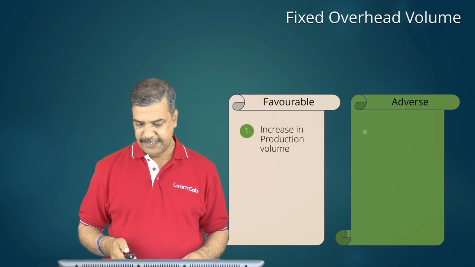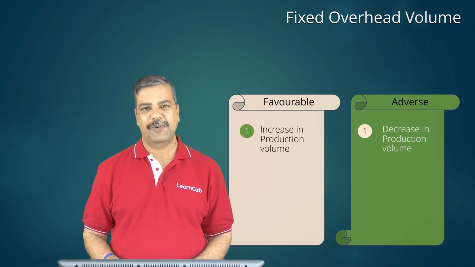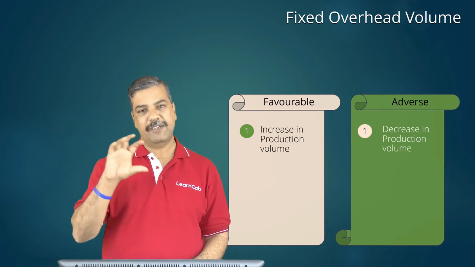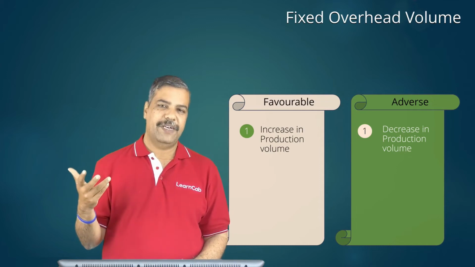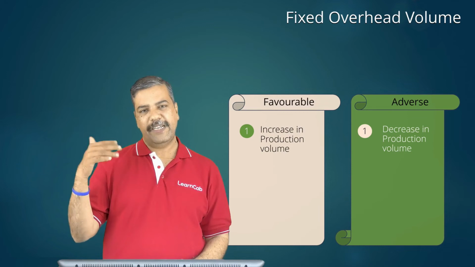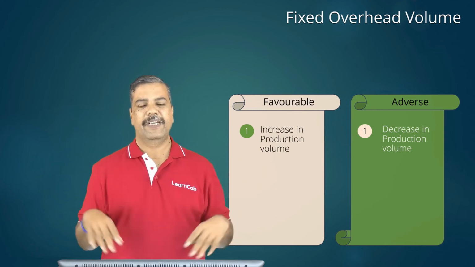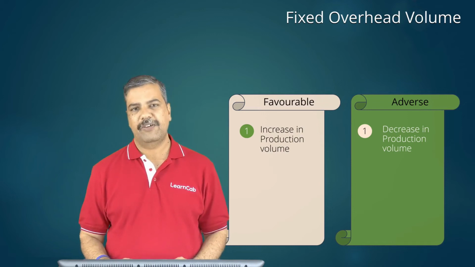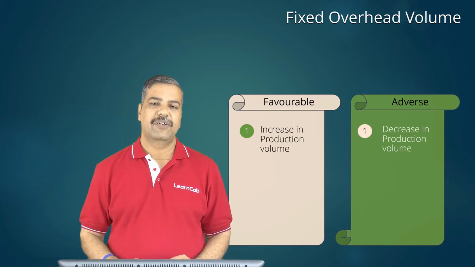But what is unfavorable is a decrease in production units. Why? Because the fewer the units you manufacture, per unit cost goes up, because it is the total amount of fixed cost divided by the total number of units you are producing. So the lesser the denominator, the higher the per unit cost, as the fixed cost remains the same for both favorable and unfavorable. So it is highly disadvantageous when production comes down, because the fixed cost absorbed into your product cost is very high when we talk about the adverse effect.